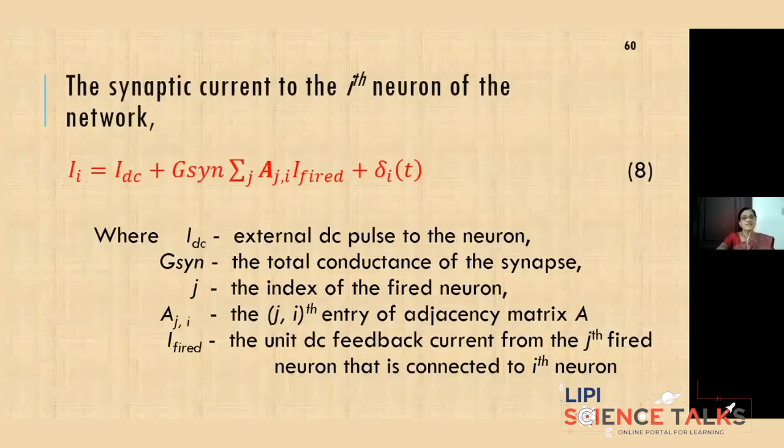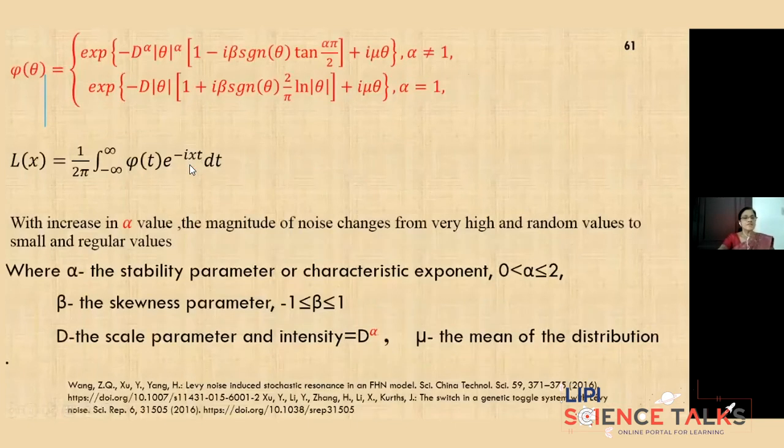Now, Lévy noise is introduced in the current. Lévy noise is added to the current. Lévy noise is characterized by certain parameters like alpha, beta, capital D. D is giving the intensity of the noise. Beta will give the symmetry of the noise. Alpha will give you the stability parameter. If alpha is very high, the maximum value is 2, it will be tending to Gaussian noise. Some of us might have heard about Gaussian noise. When alpha is 0.5, that is typical of Lévy noise.